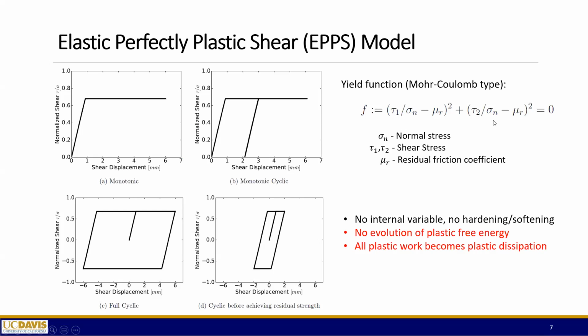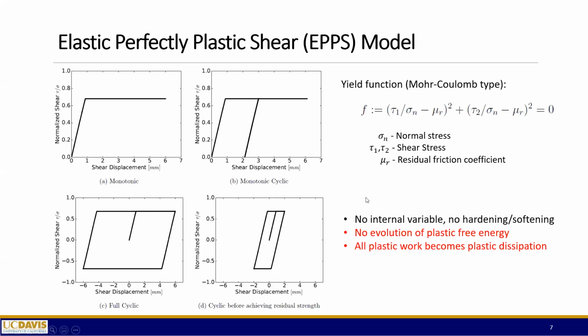The one thing to point out is that, as you can see, it's a combination of basically the shear behavior in the two directions. Because when you have a fully 3D model, you have one normal direction between the two surfaces, and also you have two shear directions that are perpendicular to each other on the interface. So here is the yield function.